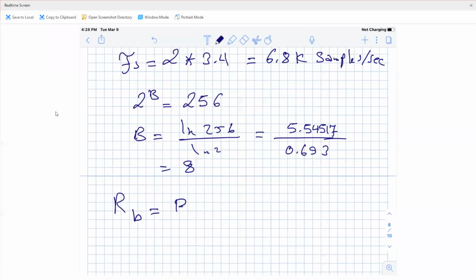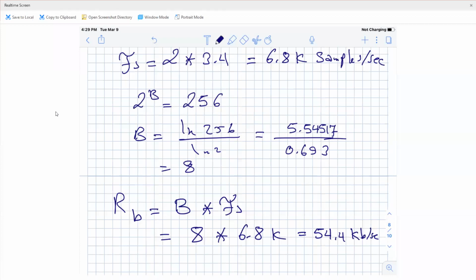It is the number of bits multiplied by the sampling frequency. So it will be 8 multiplied by 6.8 K, and this is 54.4 kilobits per second. Okay, this will be the RB.